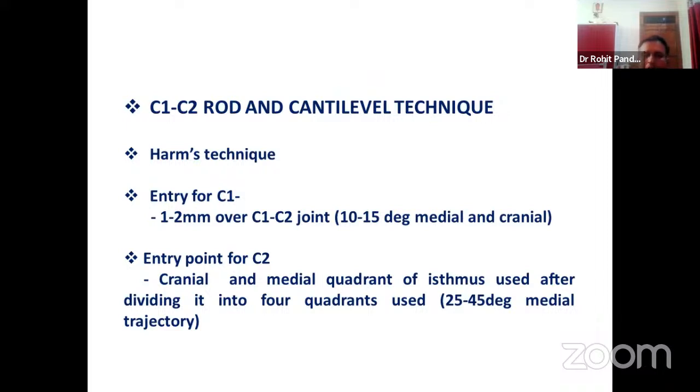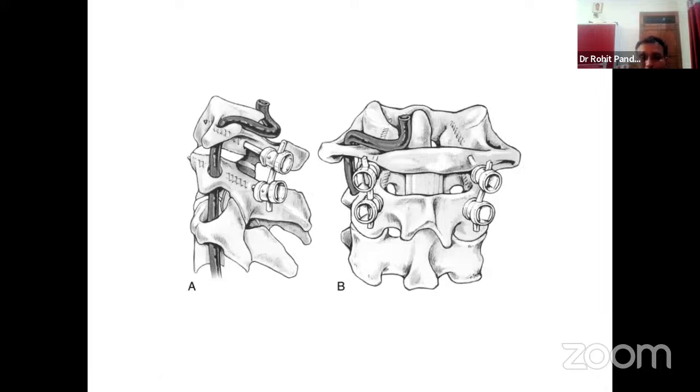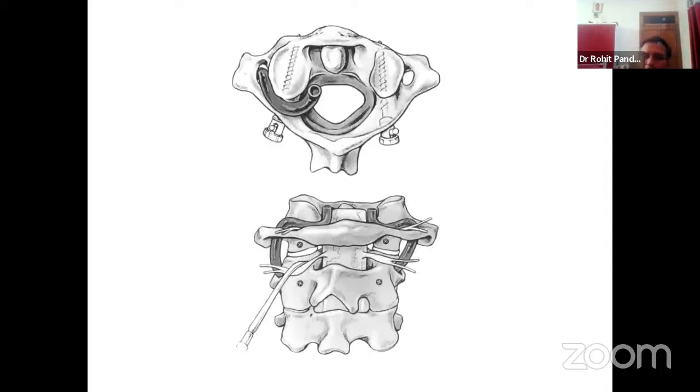But the entry point for the C2 screw in the Harms technique is different. He basically divides the pars into four quadrants and utilizes the cranial and medial quadrant for screw insertion, and the trajectory is usually 25 to 50 degrees cranial and medial in the case of a C2 pedicle screw. So this is also a technique of C1 lateral mass and C2 pedicle screw, because it enters through the pedicle and goes into the body of C2.